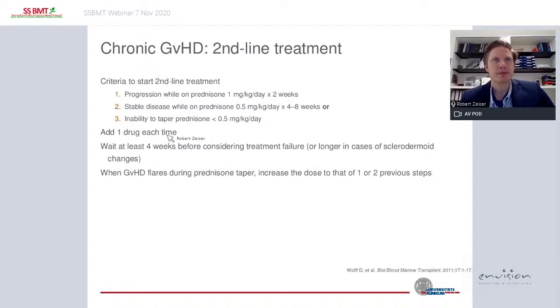It is important when you add a drug to steroids not to add several drugs at a time, but to just add one drug at a time in order to be sure that the effect that you're seeing is related to this drug. Now we are coming to the different drugs.